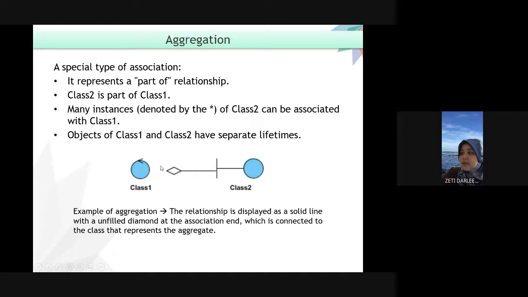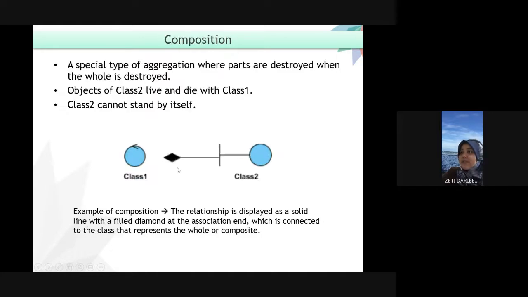Aggregate is the white diamond, and composition is the black one. It shows a stronger relationship compared to aggregation; aggregation is considered a weak relationship. Whereas here, class 2 cannot stand on its own if class 1 no longer exists. So the relationship is displayed as a solid line with a filled diamond at the end of the association, connected to the class that represents the whole or composite.